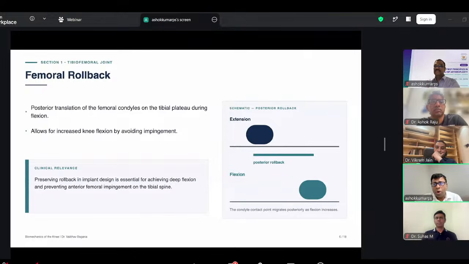And today when we talk about different kinds of implants, one of the key elements is preserving rollback in the implant designing so as to achieve a deep flexion and prevent the anterior femoral impingement on the tibial spine. So this is very important to get a good range in the patient, that any implant design or any surgical technique must help us get a femoral rollback.